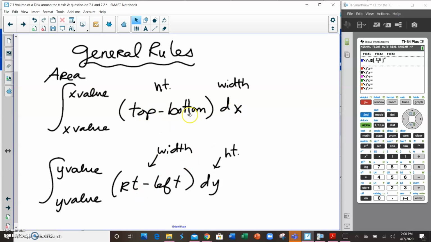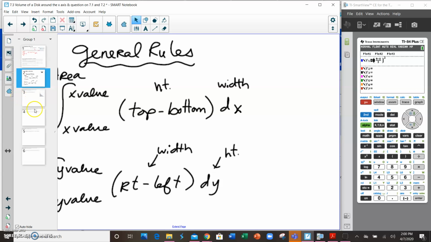Now, sometimes you can't go top minus bottom, you have to go right minus left. If you have to go right minus left, that is your width. Then this is going to be a dy, and these are going to be y values. This is what we did on our last day together, which was Friday, March 13th. So that was 7.2. Since Friday the 13th, we've had the shutdown period, and now we are finally starting 7.3.